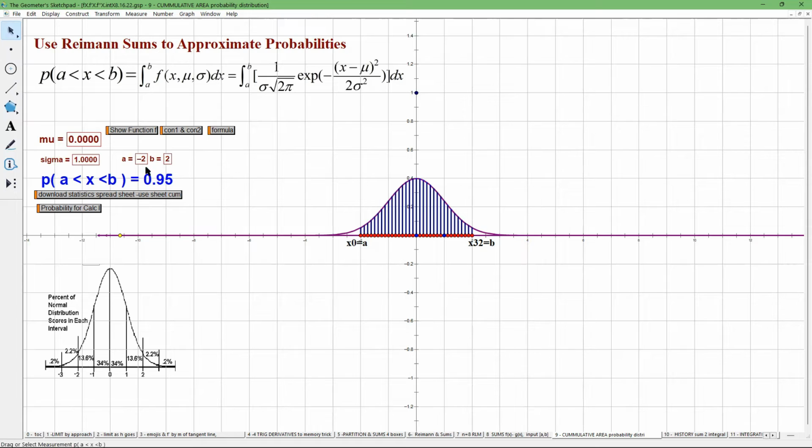The point in doing this one, I wanted to show you this one to start with, because you could see that if you upped the number of partitions, then it really looks dense. And this is only 32 partitions. 32, that's it. Up it more, we get to calculus.